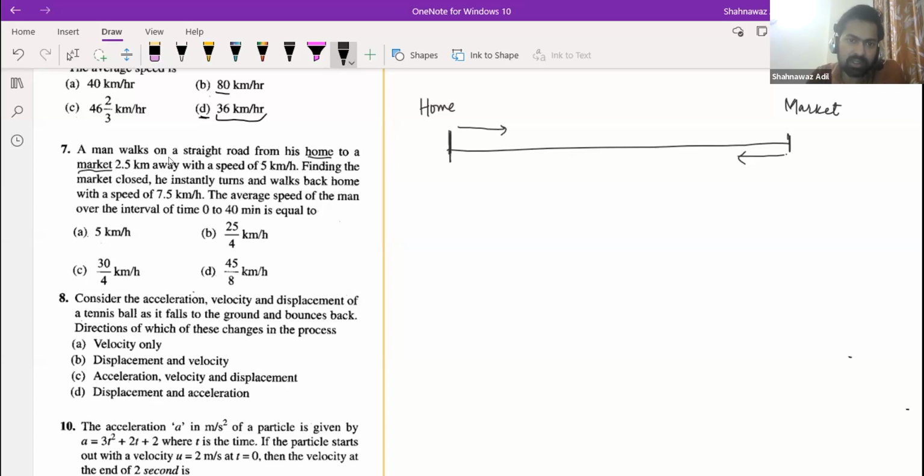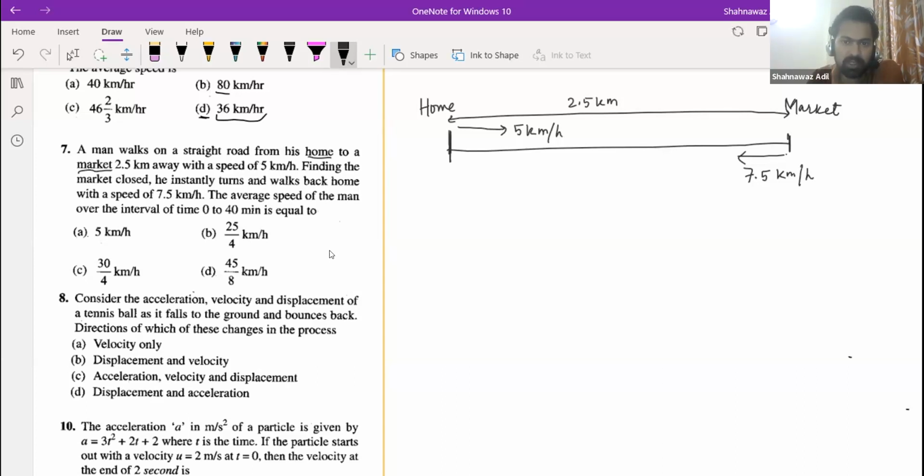A man walks on a straight road from his home to a market 2.5 kilometer away. So this distance we already know, that is 2.5 kilometer. And he is moving with 5 kilometer per hour. And finding the market closed, he instantly turns and walks back home with a speed of 7.5. So the returning speed is faster, right? He wants to quickly return to his home.